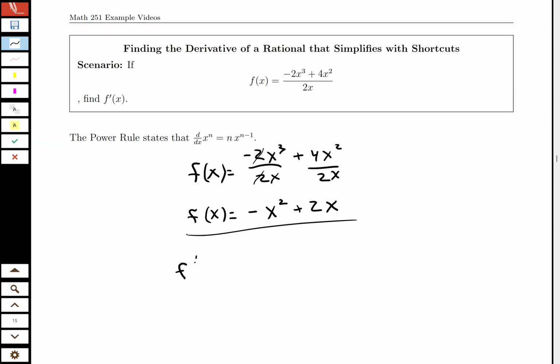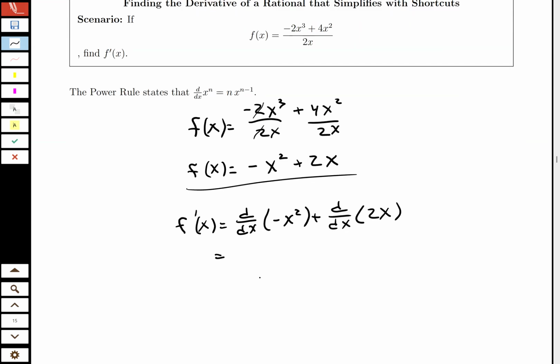If I want to find the derivative of this, I can use the power rule. Power rule says I can drop exponents, so this 2 exponent comes down. That becomes a negative 2x. And I drop 1 from the power, so I used to have a power of 2. Now I have a power of 1. So essentially, it's taking away one of the x's.